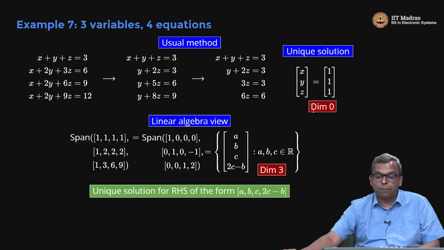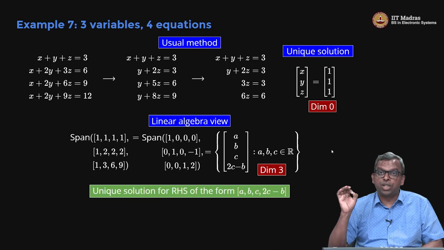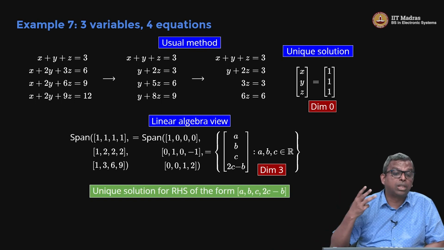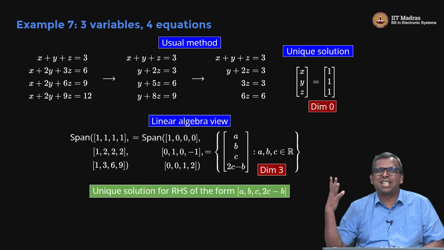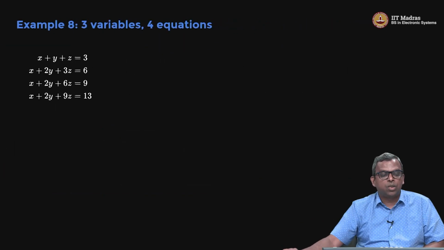Okay, so that's the span, and you get dimension 0 here. Okay, so this is the first example where you got a unique solution for 4 variables, for 3 equations and 4 equations and 3 variables. Okay. So now here is another case.